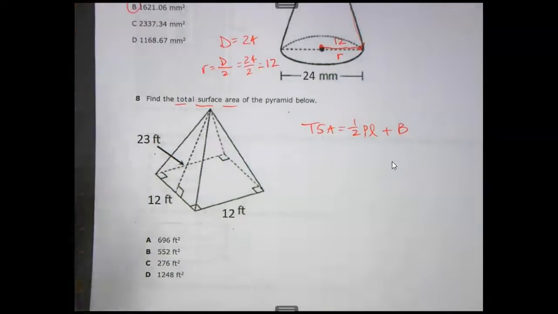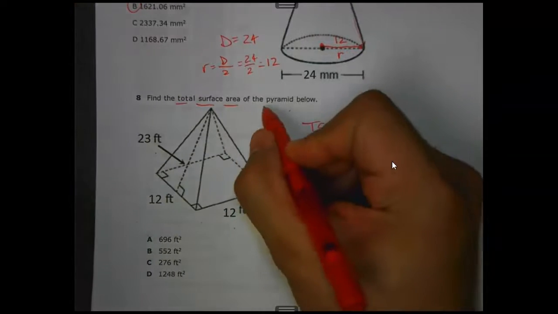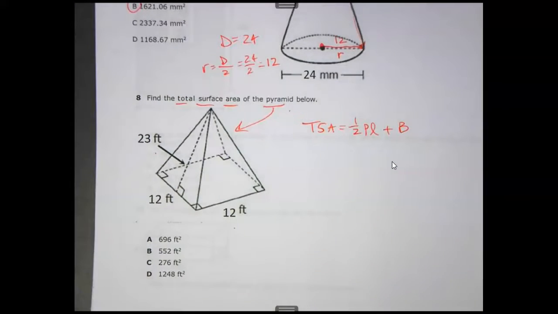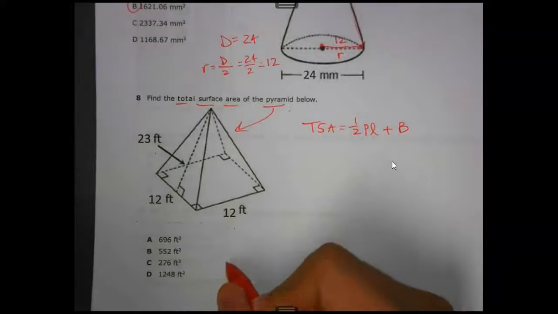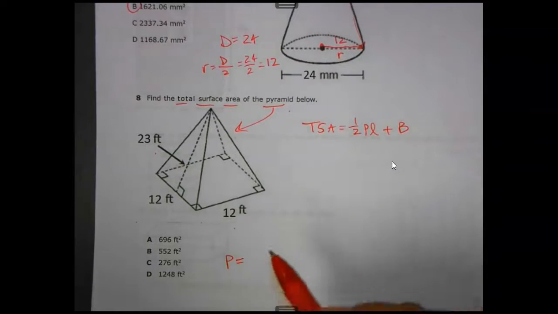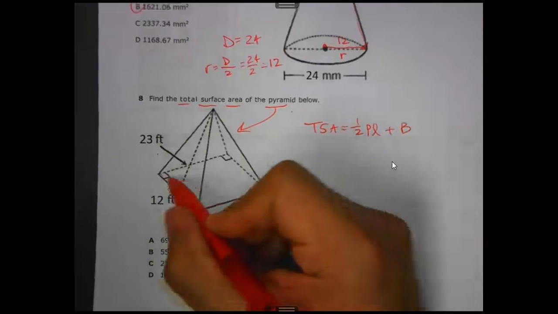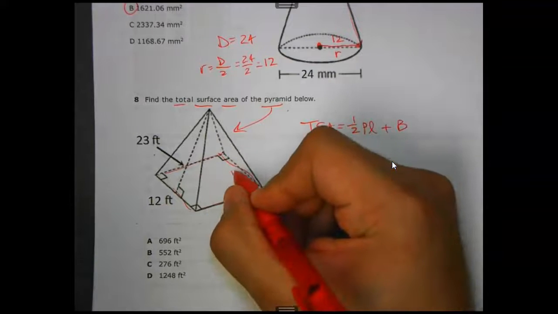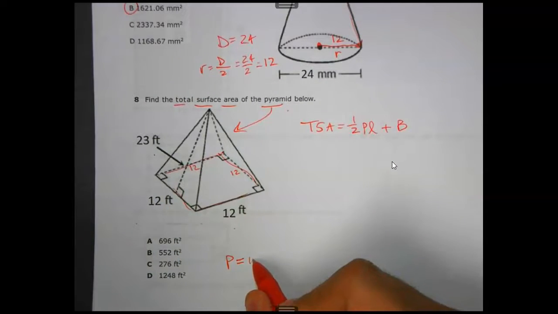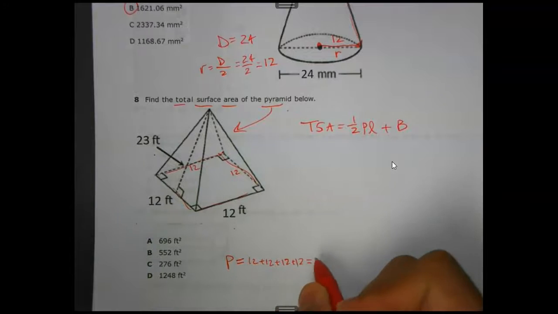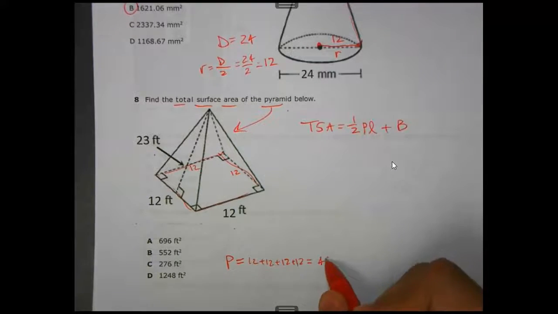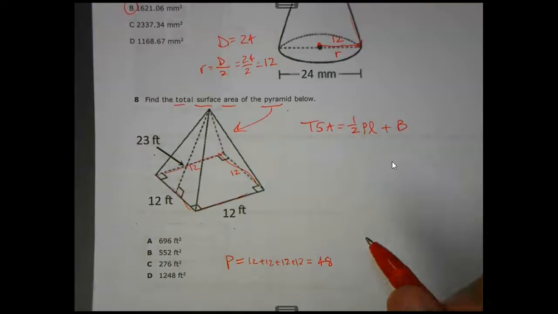Okay. Now, again, it's a pyramid. That's why I use that formula. So let's figure this stuff out. P, the perimeter. I need to add up all 4 sides of the bottom square: 12, 12, 12, 12. So what's 12 plus 12 plus 12 plus 12? Another way to do it is 12 times 4. It gives you 48 feet.